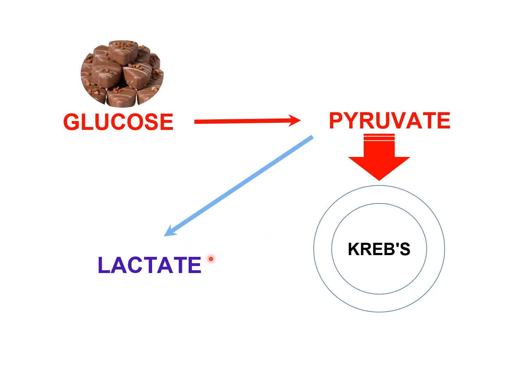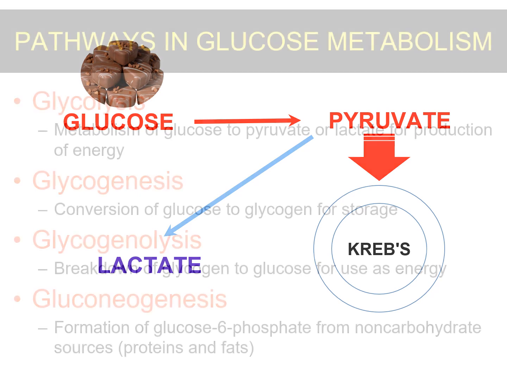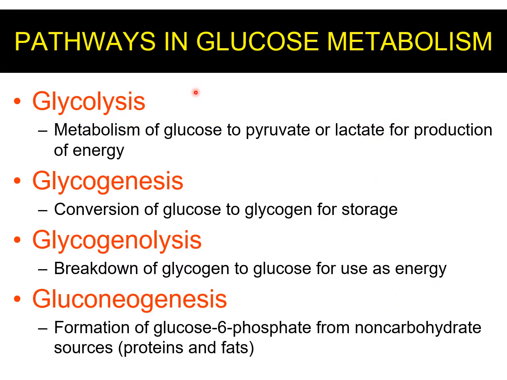So take note that in the muscle cell, glycolysis takes place, and in the liver cell, gluconeogenesis takes place, in which there is the conversion of glucose from non-carbohydrate sources such as amino acids and other proteins, and in this case, the lactate. So these are the different pathways in glucose metabolism. We have glycolysis, glycogenesis, glycogenolysis, and gluconeogenesis.